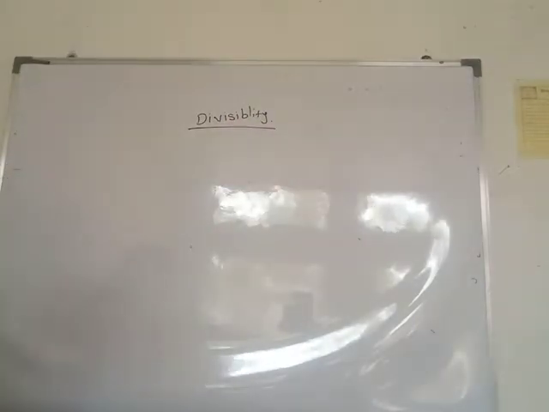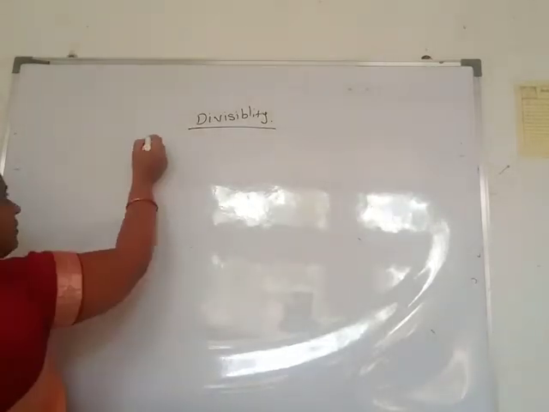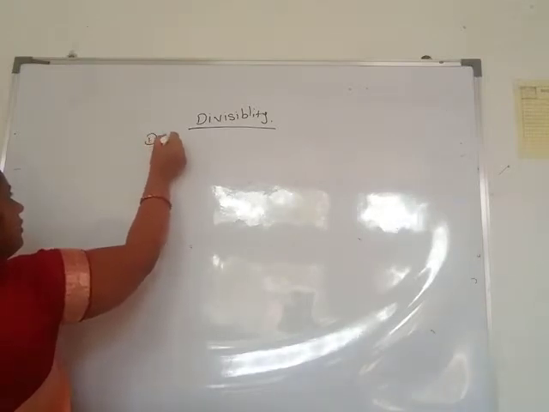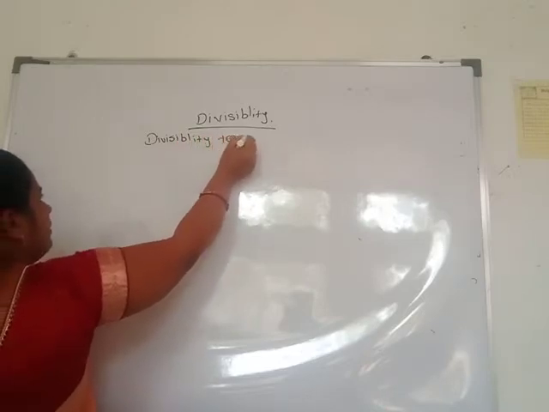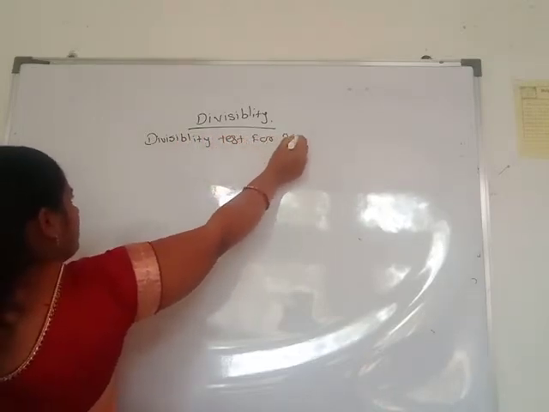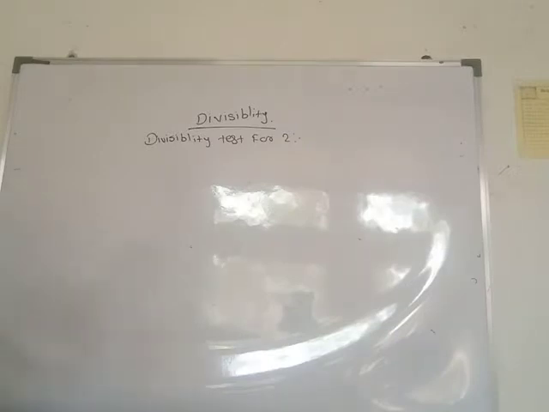Today we are going to do a revision of this chapter, divisibility. Here, the divisibility test for 2. If the unit place has 0, 2, 4, 6, or 8, then that number is divisible by 2.